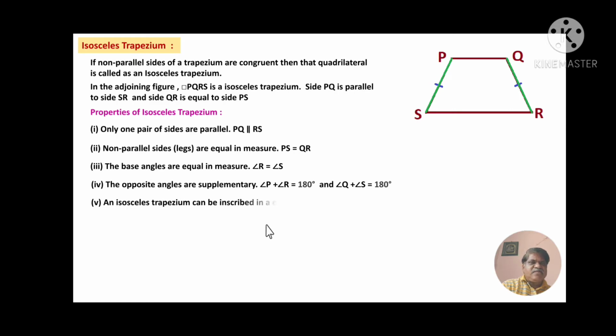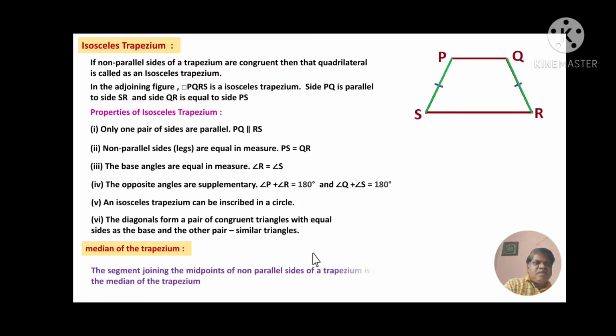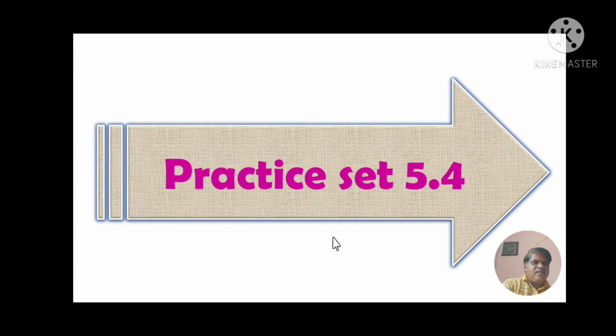An isosceles trapezium can be inscribed in a circle. The diagonals form a pair of congruent triangles with equal sides as the base and the other pair are similar triangles. Median of this trapezium. The segment joining the midpoints of the non-parallel sides of a trapezium is called the median of this trapezium. Friends, now let us start with practice set 5.4.